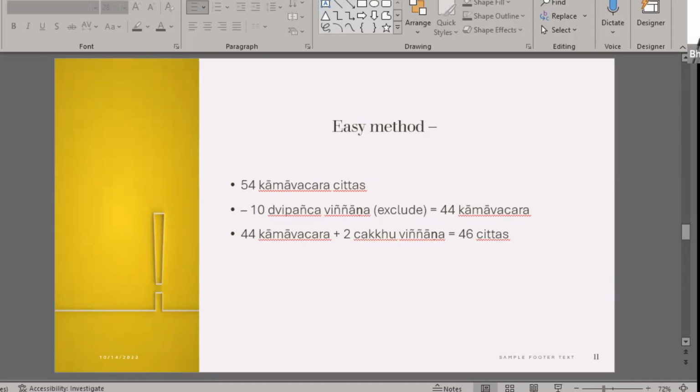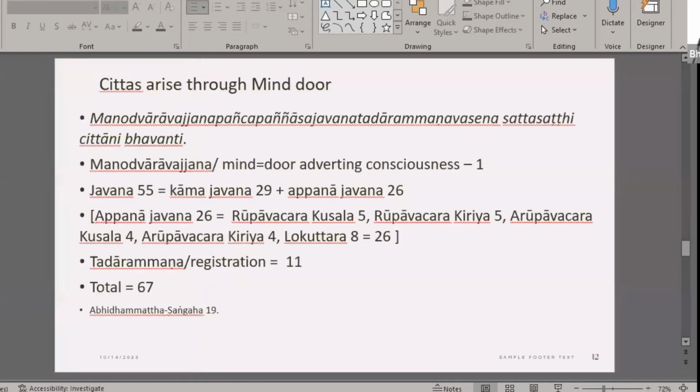Therefore, the 5 doors are not so difficult. Now, let's pay attention to the mind door. Chittas arise through the mind door. Manodvāra vajjana, pancha paññāsa javana, tadaramana vasena, satta sattṭhi chittāni bhavanti. That's a quotation given in Abhidhammattha Saṅgaha.